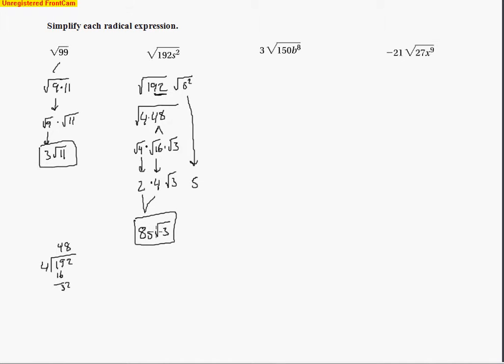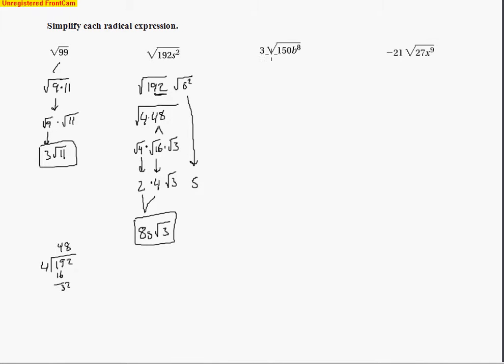If you just did the square root of 192 in the calculator, it would give you 8 square roots of 3, but it would not give you the s. That's the difference here: you have to understand what to do with variable terms in order to actually simplify them without the calculator.